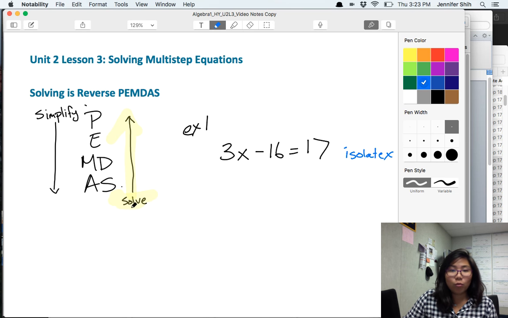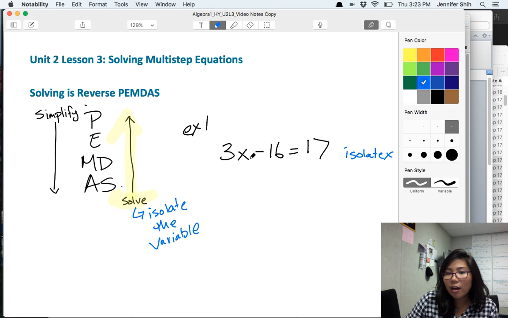So how do we do that? Well, when we solve, that also means isolating the variable. Let's look for our addition and subtraction first. Where's the addition or subtraction? Right here, there's some subtraction. We're going to do this first because we start with addition and subtraction when we solve. So we're going to add 16, and what we do to one side of the equation, we have to do to the other side of the equation.